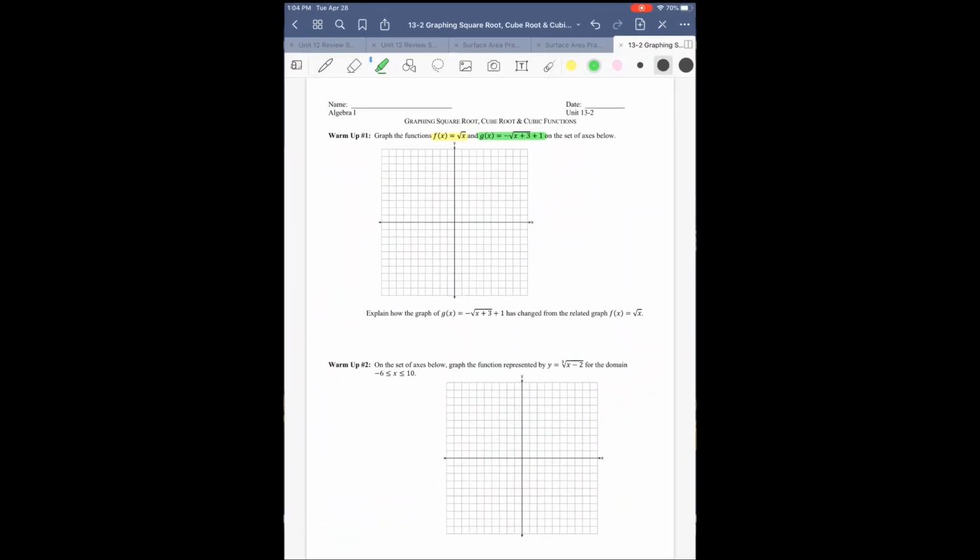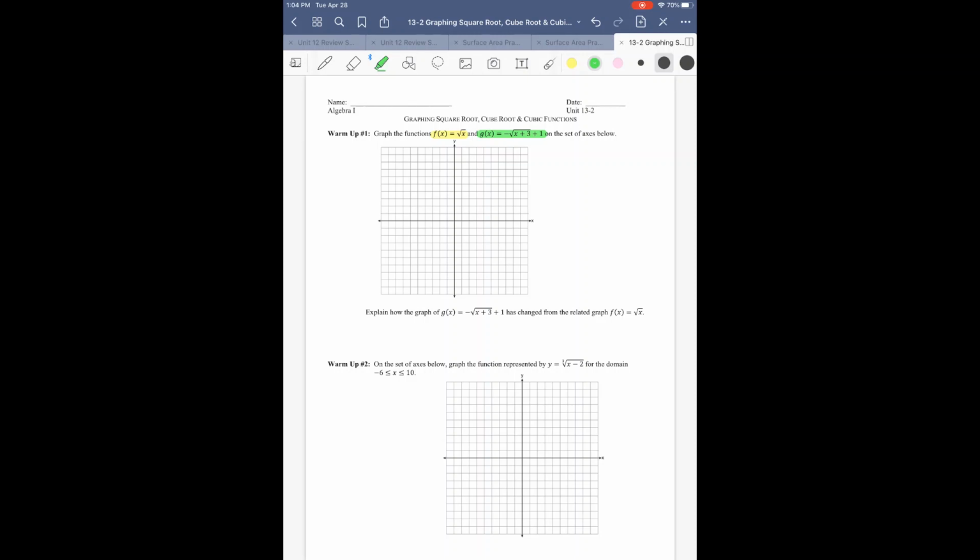So let's try out this question where we graph both of these functions and then explain how the graph has changed from f of x to g of x. So pause the video and give that one a try.